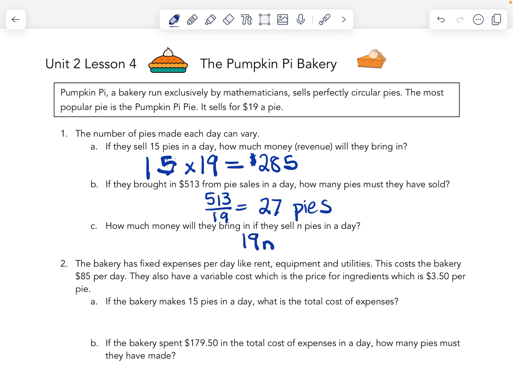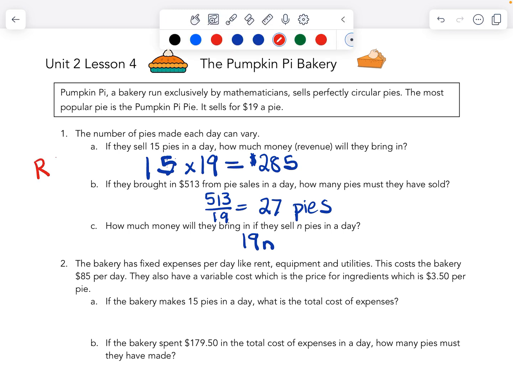So we could think of this as our function notation. This is like saying the amount of revenue for 15 pies. This is like saying we don't know how many pies we sell, but we know it's $513. And then this would just be saying R of N equals 19N.